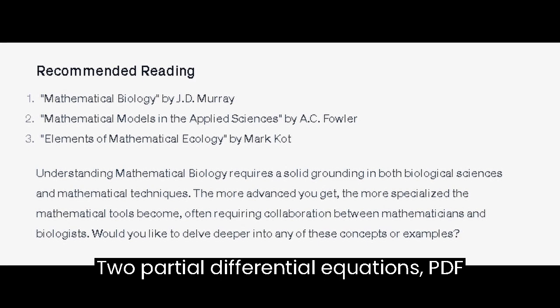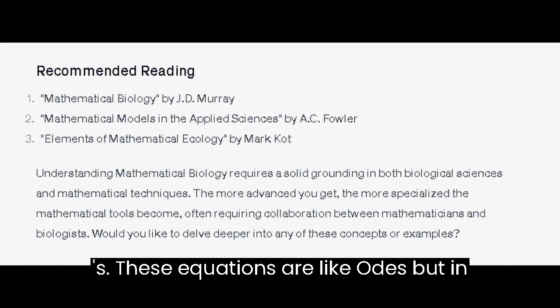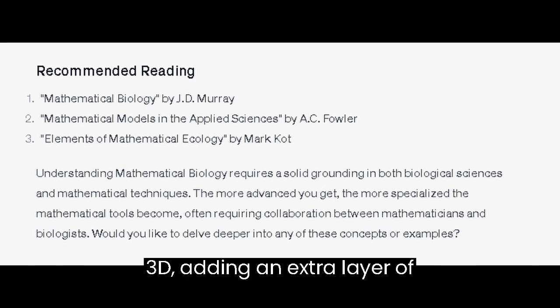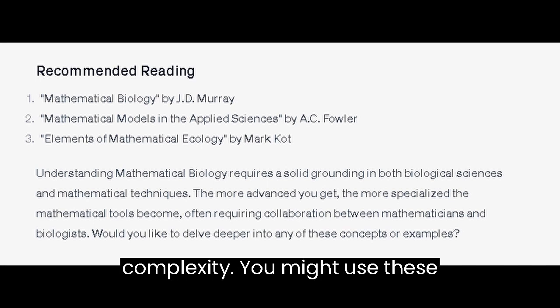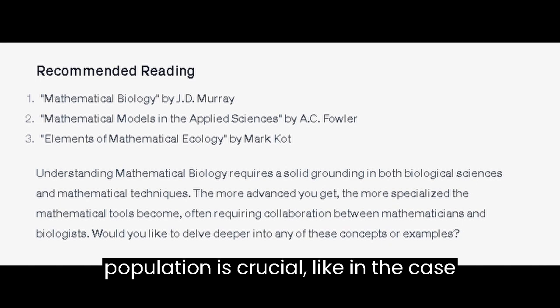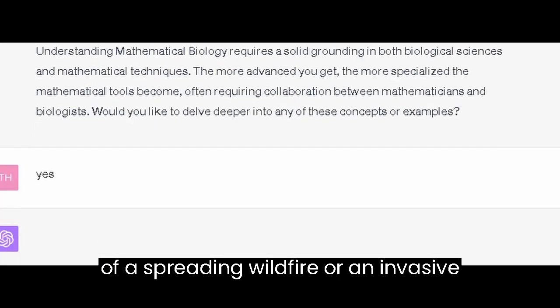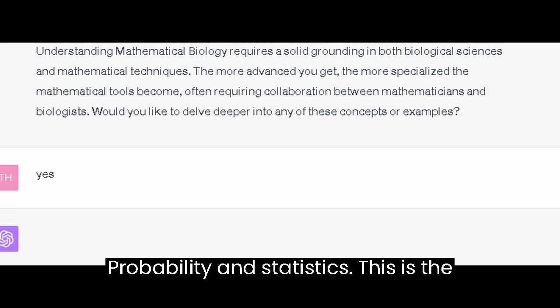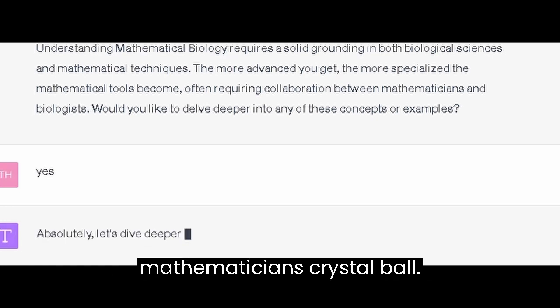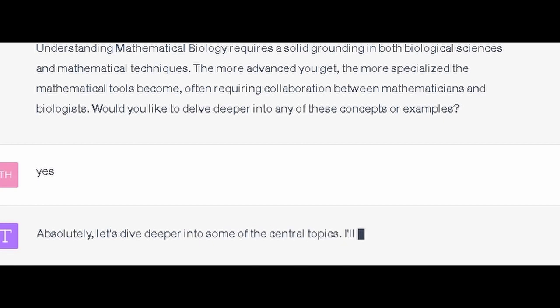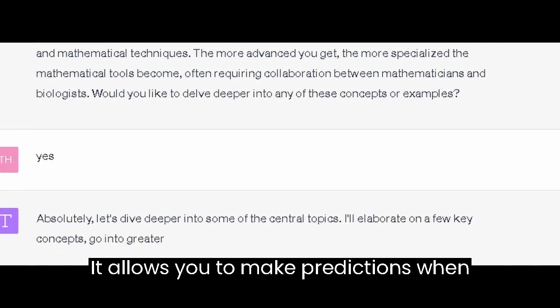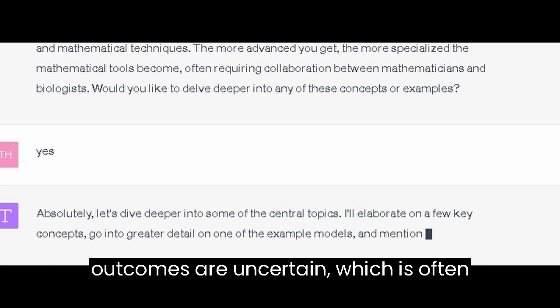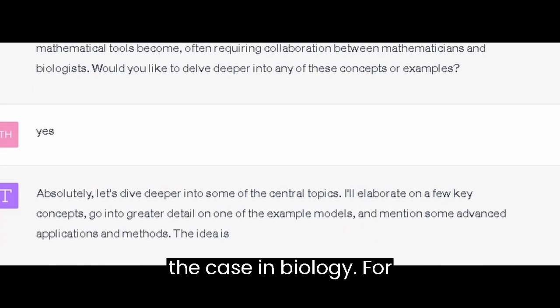Partial differential equations, PDEs. These equations are like ODEs, but in 3D, adding an extra layer of complexity. You might use these when the spatial distribution of a population is crucial, like in the case of a spreading wildfire or an invasive species. 3. Probability and statistics. This is the mathematician's crystal ball. It allows you to make predictions when outcomes are uncertain, which is often the case in biology.